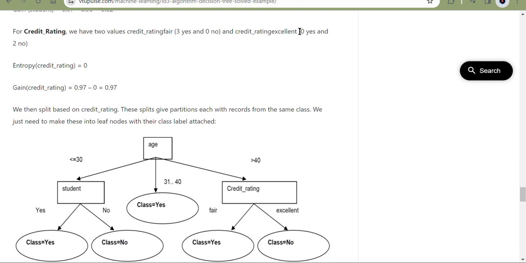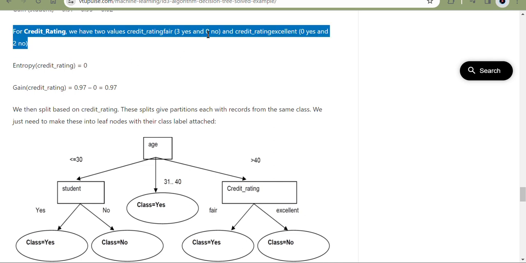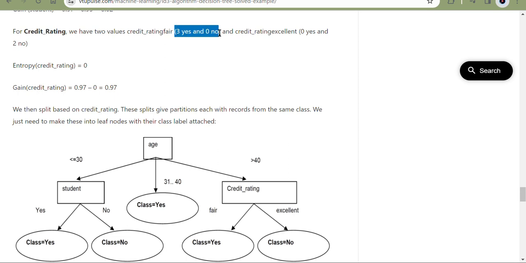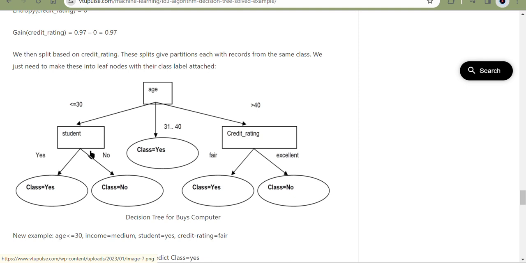If there is a 0 in any data set when comparing the yes and no, then the entropy will directly be 0. You don't need to calculate the entropy. Here is very important information I'm giving you: if there is a 0 while comparing the attribute data, like 3 yes and 0 no's, then you can directly write the entropy as 0. And in this case, if it is 0, you can directly write 0.97. This will reduce your calculation.